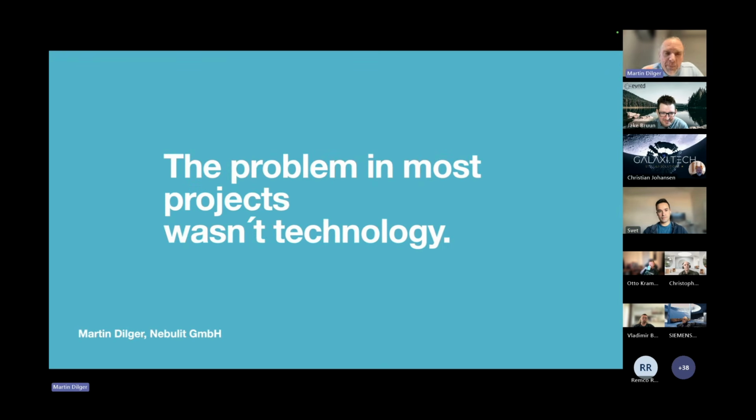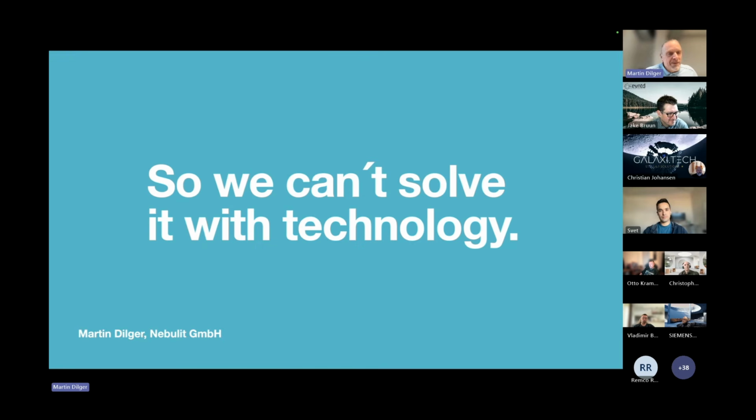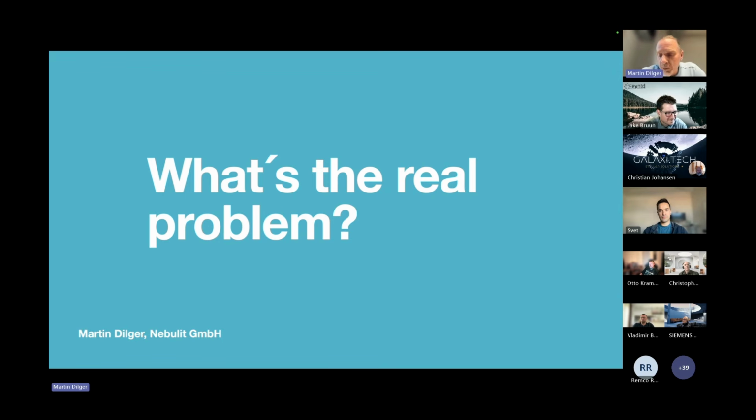The problem in most projects I was involved with was never technology. So we couldn't solve it with technology. No matter how well you design your microservices, no matter how well your code is structured, no matter how much you think about architecture, the root of the problem was never technology, and we cannot solve it with technology. When I understood that, everything changed. So what's the real problem?